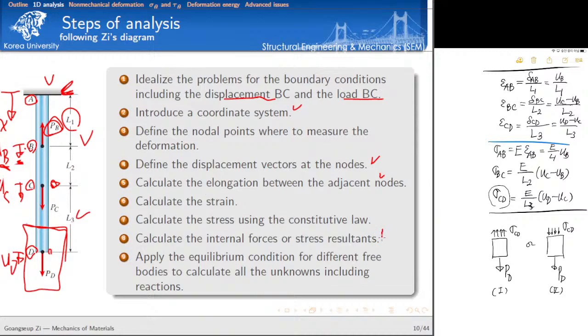By the way, we are here now, okay? So we calculated the elongation, we calculated the strain, we calculated the stress. Now we are calculating internal forces. So which option is correct? Option 1 and option 2. Can you give me the answer? Option 1. Eugenie, can you explain why you think option 1 is the correct one?